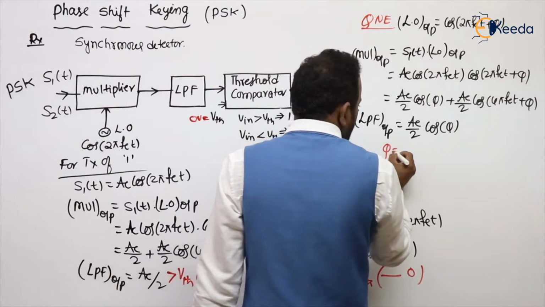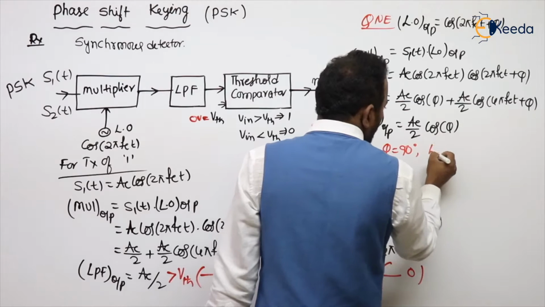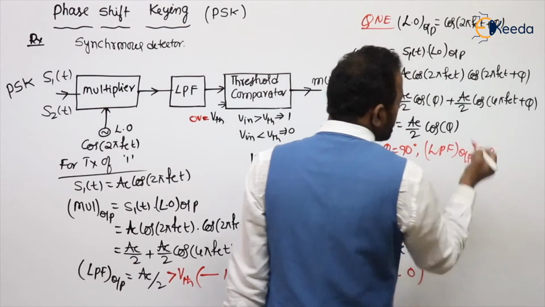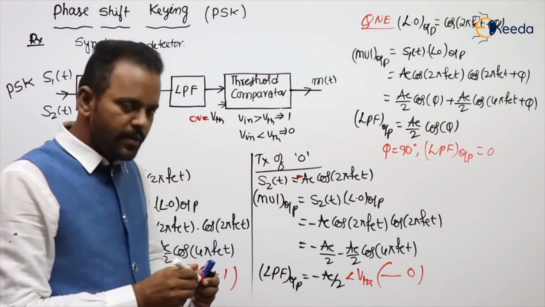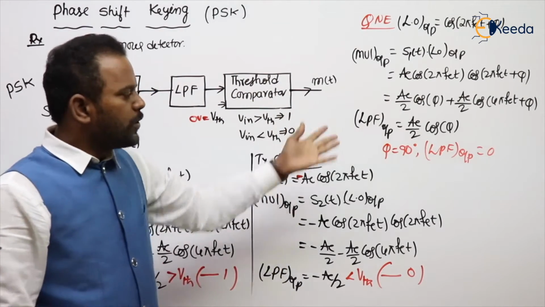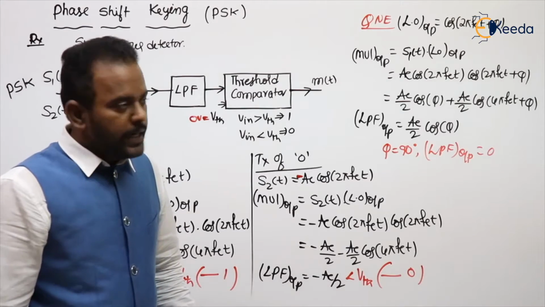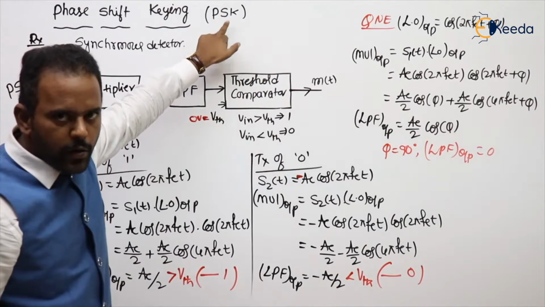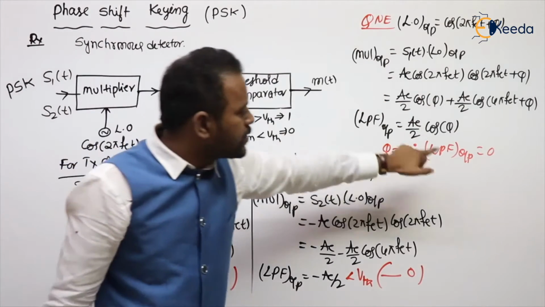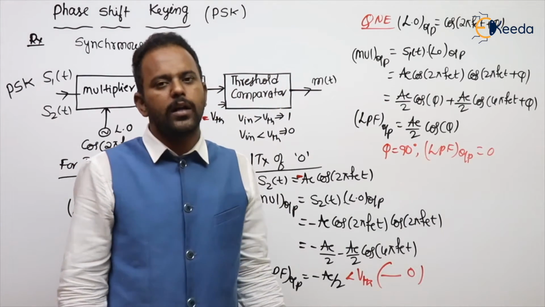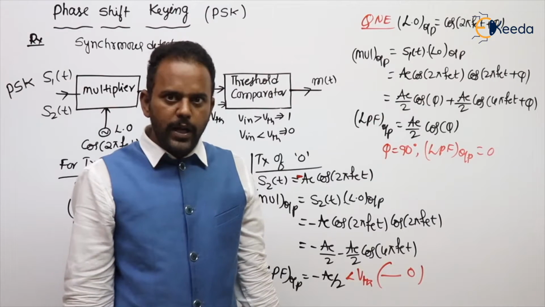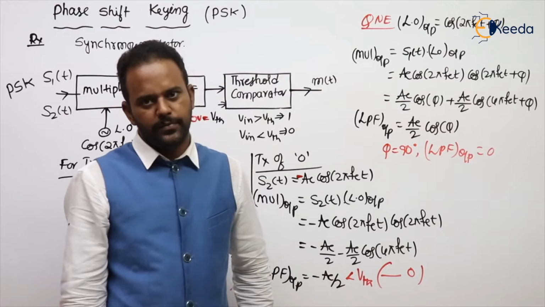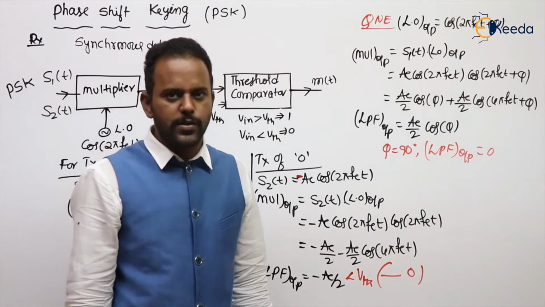Then if φ is 90 degrees, what is the LPF output? LPF output is 0, cos 90 is 0. Means, you can also say that demodulation of PSK is also affected by quadrature null effect. Previously ASK also.